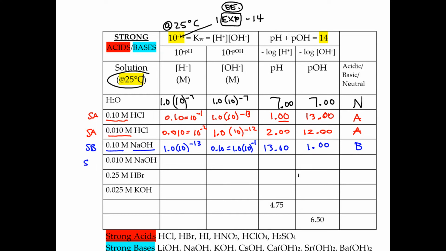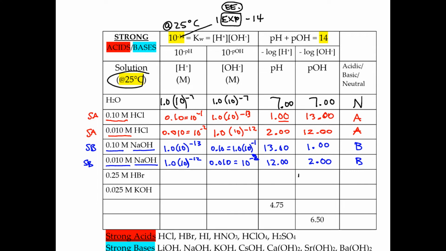Same thing can be said for the next one. This is also a strong base, NaOH, so we're going to copy this down in the base column. So 0.010, which equals, I'm not going to fit the sig figs here, so I'm just going to write 10 to the minus second, which means this one is 1.0 times 10 to the minus 12th. Take the negative log of this, and you're going to get 12.00 for the pH. Subtract from 14, you're going to get 2.00, and this is going to be, again, a base.